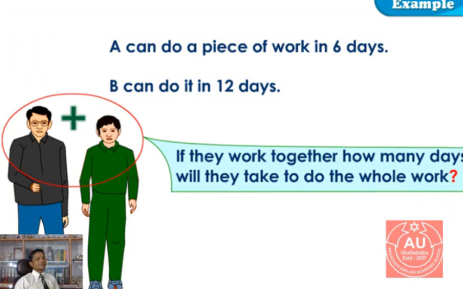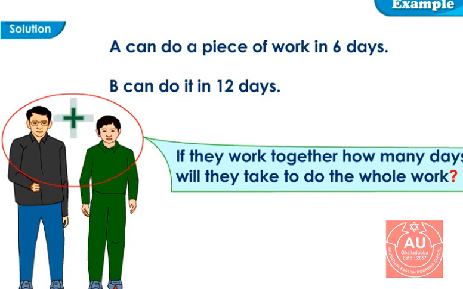Now let us see this question. A can do a piece of work in 6 days. B can do it in 12 days. If they work together, how many days will they take to do the whole work? Now, let us solve this.